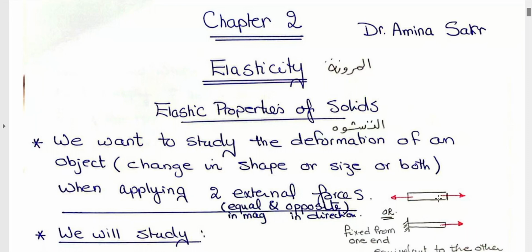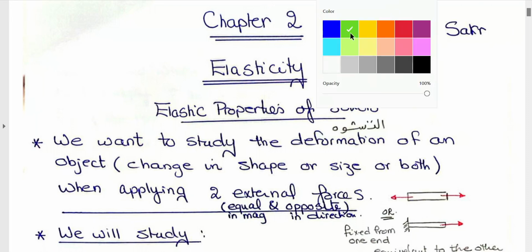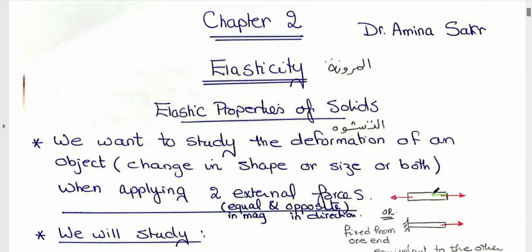Deformation happens to the object. However, internal forces of the object resist this deformation. So we will find that the object will try to resist this deformation, F internal and F internal. This is the internal force. But deformation happens when changing the shape or size of the object. This is the study of elasticity of the solids.